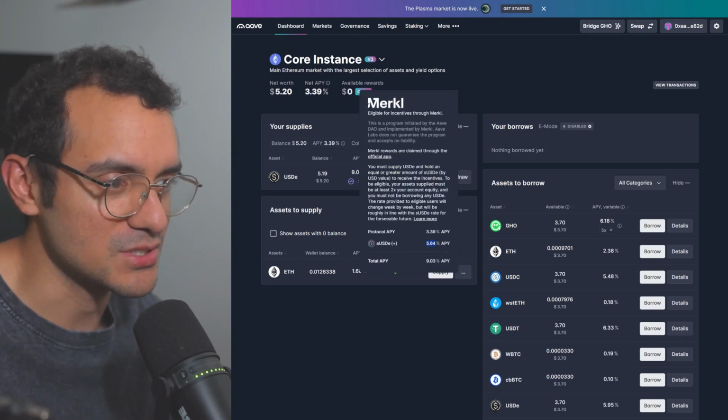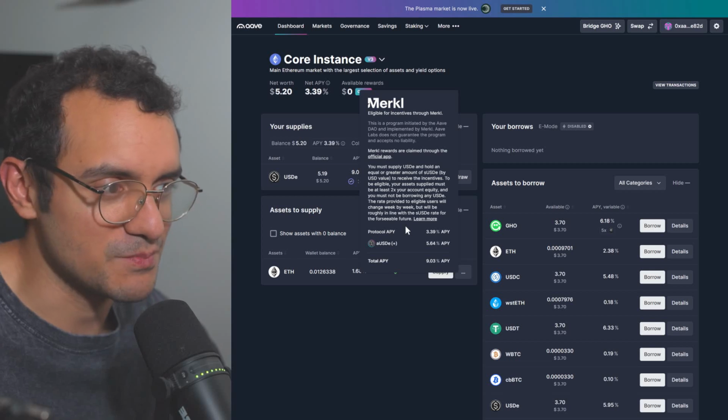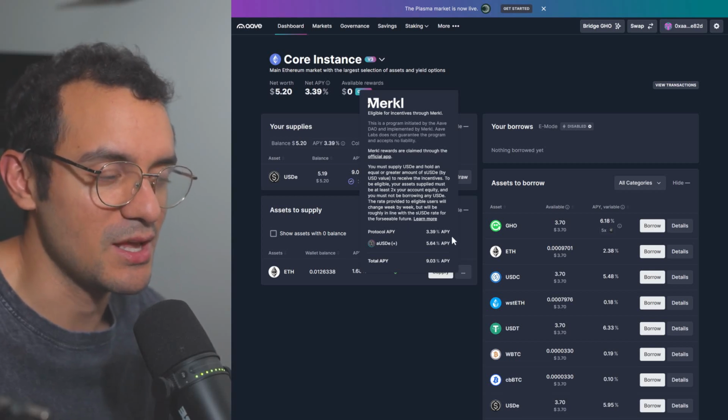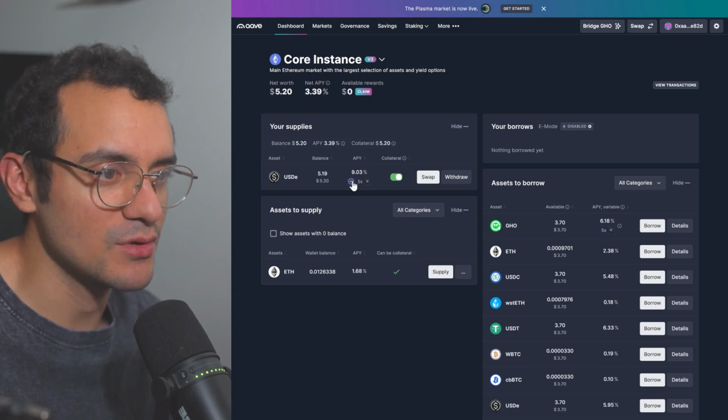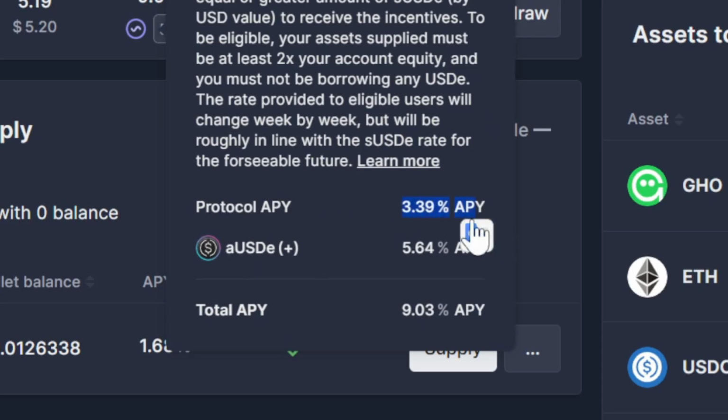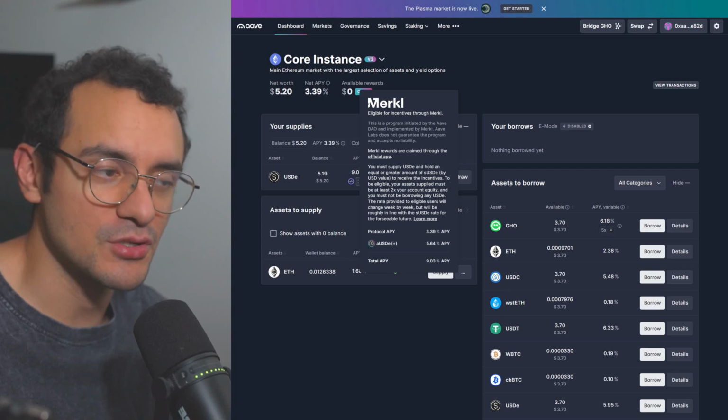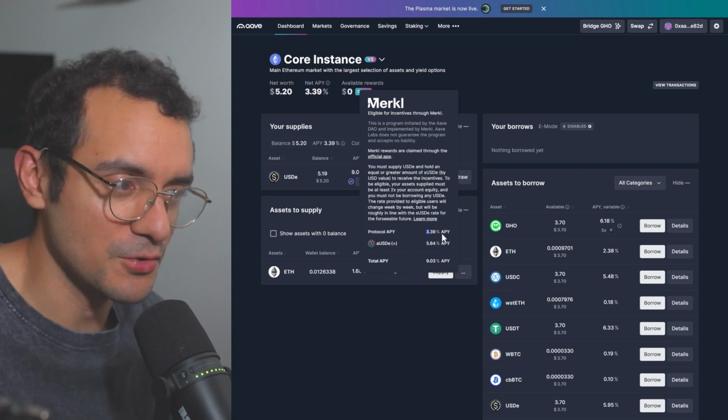That's going to be 5%. And the protocol itself is paying me 3.39% APY based on this balance. So with this in mind, remember to keep this number in mind, the protocol APY, because this is the most functional number that we're going to use for the strategy.